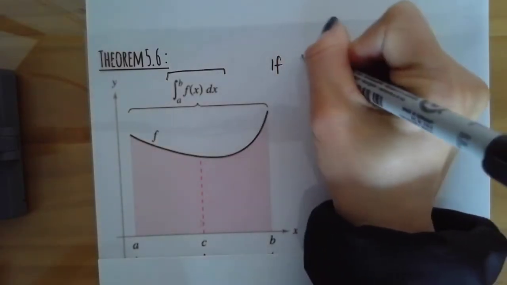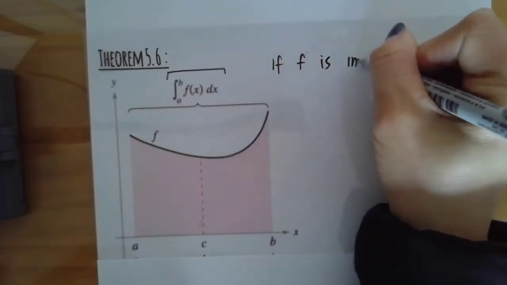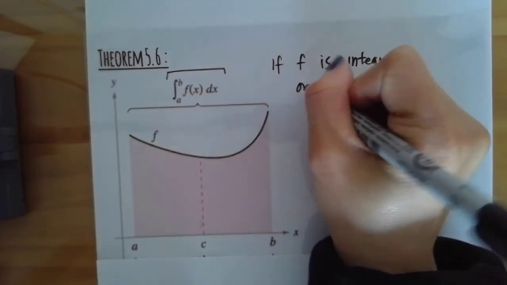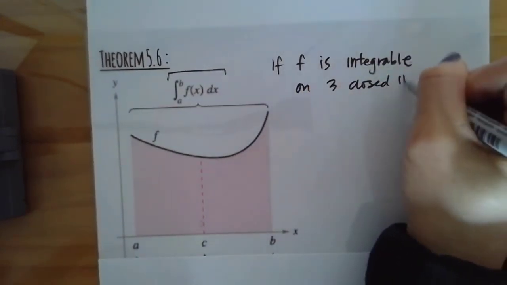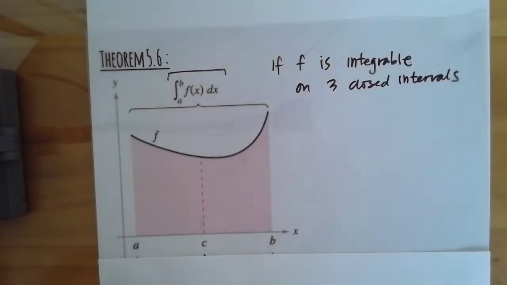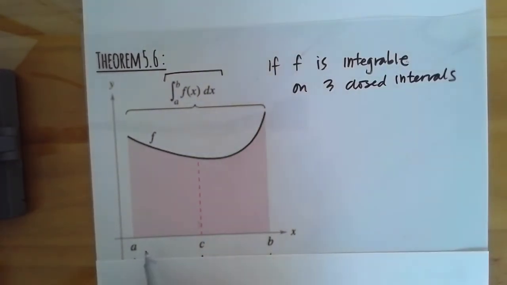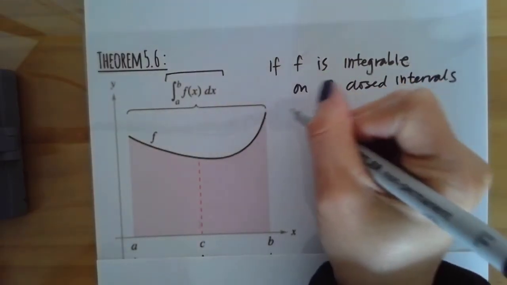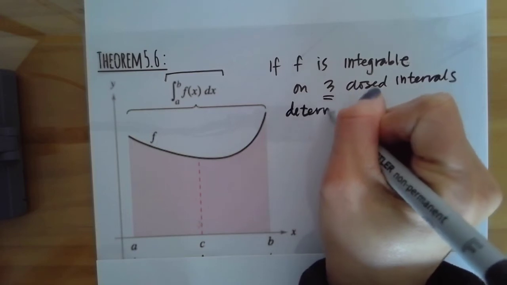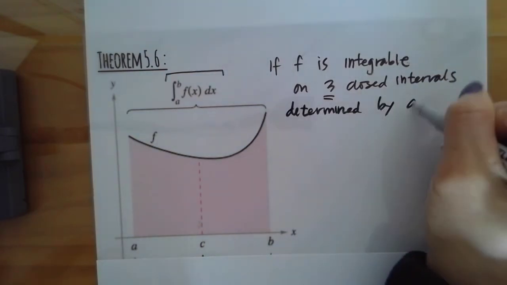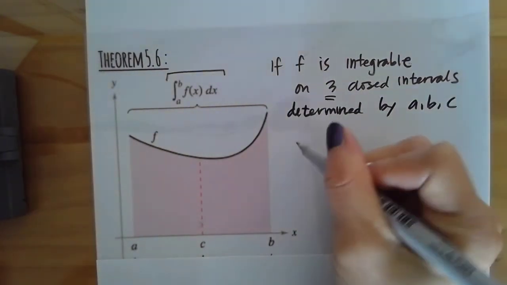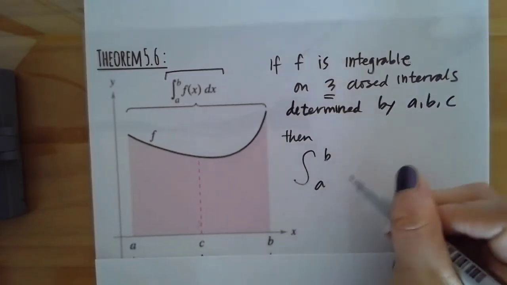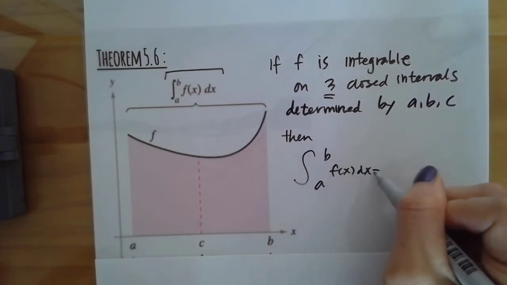So if f is integrable on three closed intervals, okay? Three closed intervals, for example, a to c, c to b, determined by, as I showed you just now, a, b, and c. We can write it this way. Then, the integral from a to b of f of x dx is what?